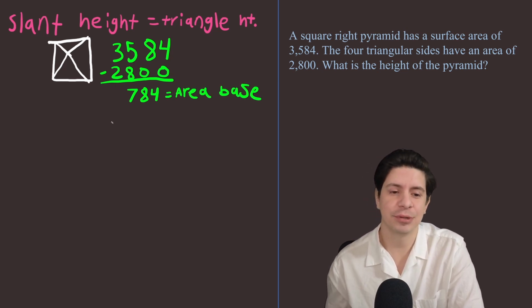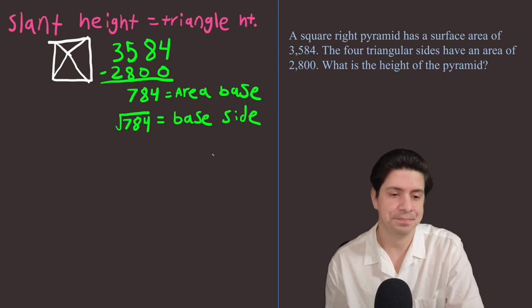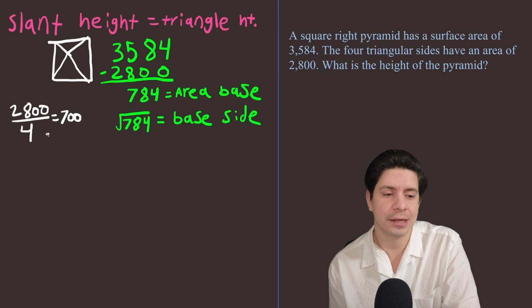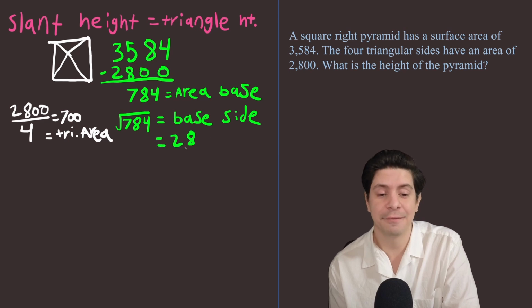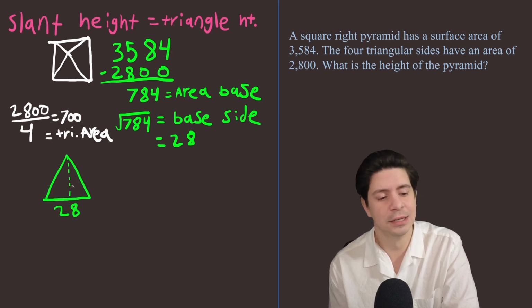Because it's a square base, we can find the side length and do 784 square rooted, which I'll just let you know right now is going to be 28, but we'll get there. Okay, so now let's do 2,800 to find the area of the triangle by dividing by 4. So each triangle has an area of 700, and they're going to have a base length, right, of what I just said was 28. So we're going to use that to find the slant height, which is the height of the triangle, by doing 1/2 base times height, right? So we have a base of 28. We have this height that we're looking for, and we have an area of 700.